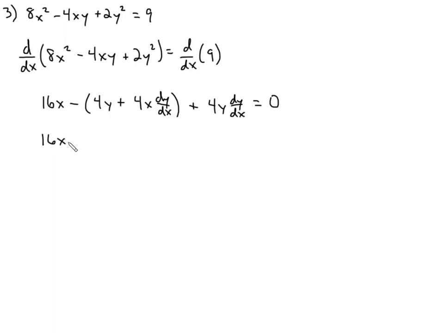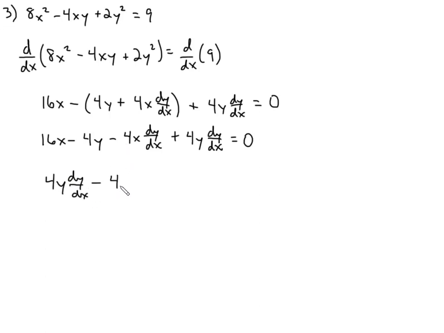So we'll distribute this minus sign now. So we get 16x minus 4y minus 4x dy/dx plus 4y dy/dx. Okay, now this one has two dy/dx terms, so we need to collect all those terms that have the dy/dx on the same side. I'm going to put the positive term first, so we'll have 4y dy/dx minus 4x dy/dx.